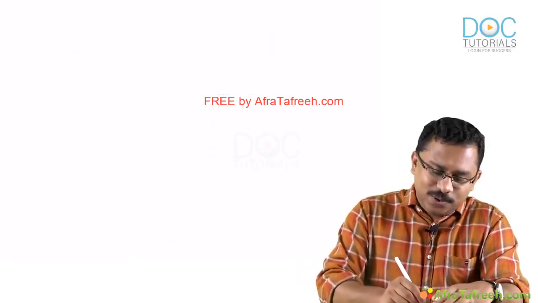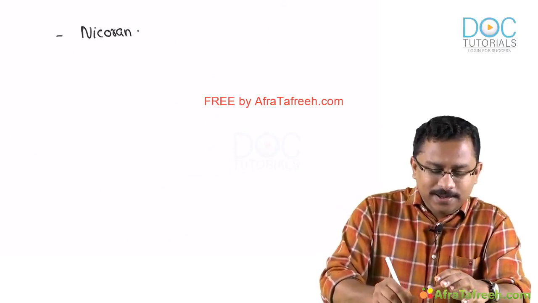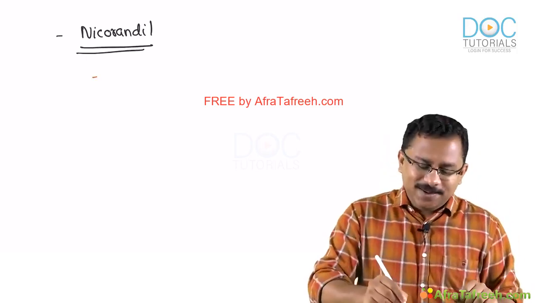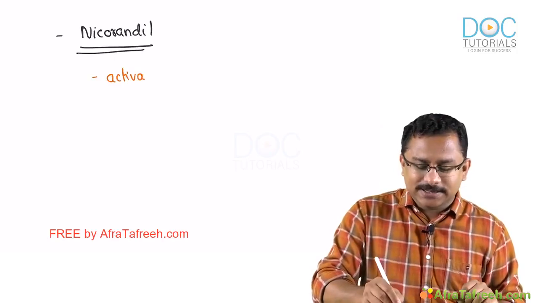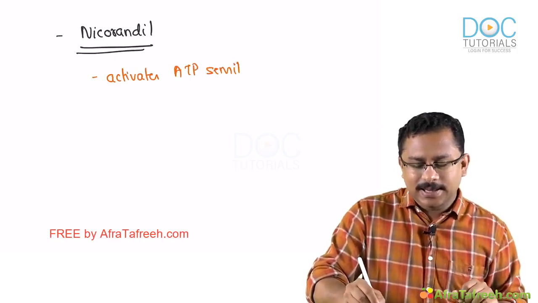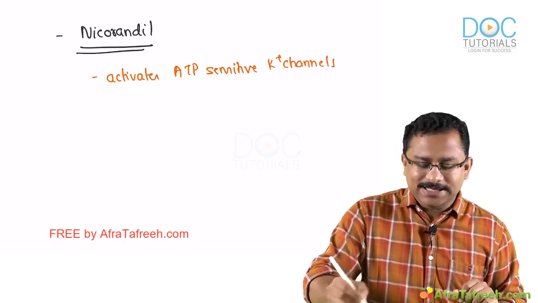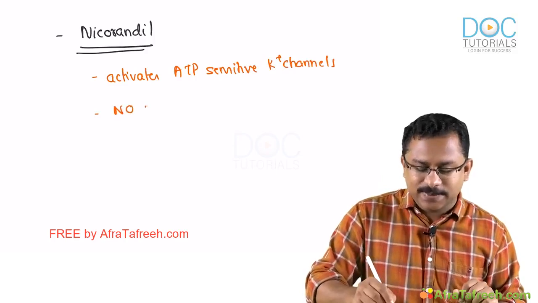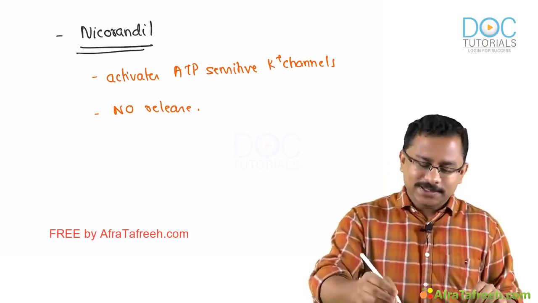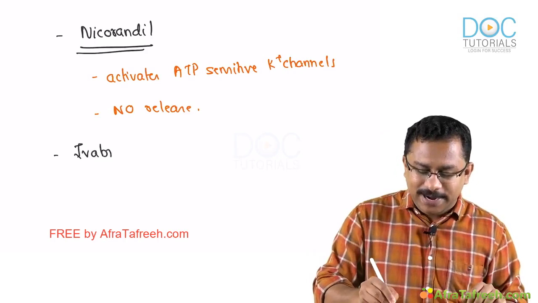Next, you can have agents like nicorandil. How does nicorandil act? Two major mechanisms. One is that it activates ATP sensitive potassium channels. The second mechanism of action is by causing nitric oxide release.